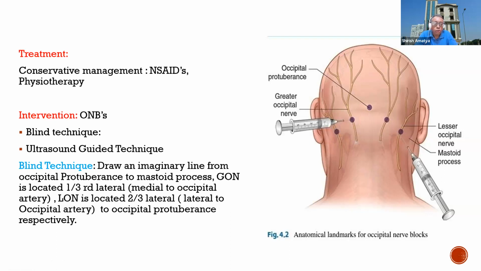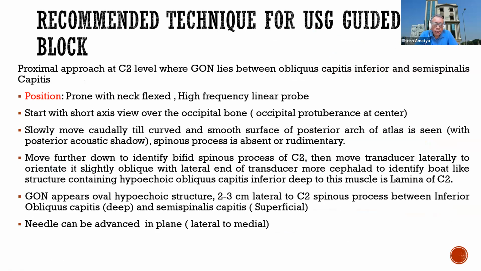So this was a blind technique used in the past, but nowadays we are using ultrasound for accurately blocking these nerves. Like sir has shown in this picture, now we are blocking the greater occipital nerve as well as the third occipital nerve, sometimes at the level of C2, in the plane between the obliquus capitis inferior muscle and semispinalis capitis. As you already know, to block this nerve, the position of the patient is usually prone with neck flexed, and we usually use a high frequency linear probe. To scan the greater occipital nerve, we start with the occipital protuberance, and gradually the probe is moved caudally to see the bifid spinous process of the C2 vertebra.